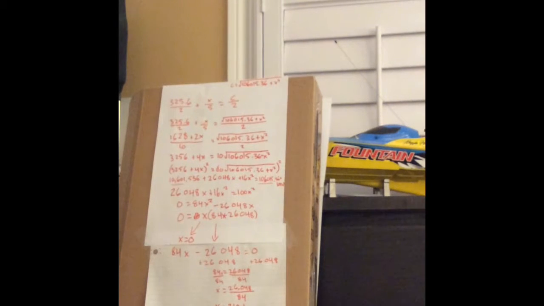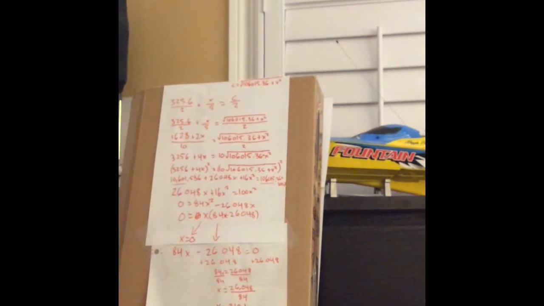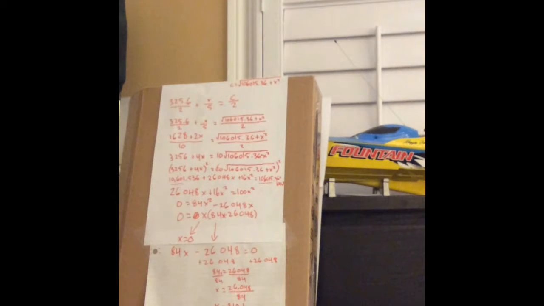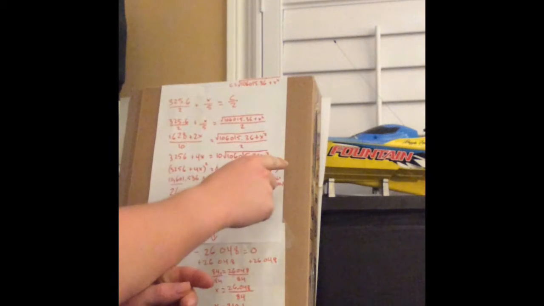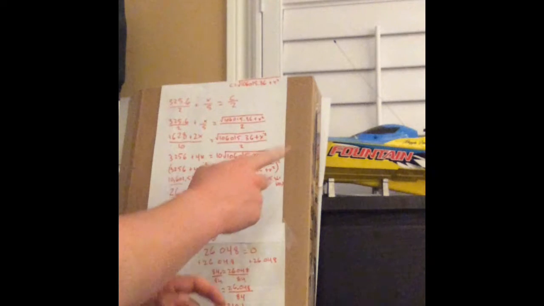So we square both sides. So now we get 10,601,536 plus 26,048x plus 16x squared on our left side, and then on our right side we get 10,601,536 plus 100x squared. We get this because when we square this side, we can get rid of the square root, and then we get 100 on our outside, and then we multiply in, which will give us our values for the right side.